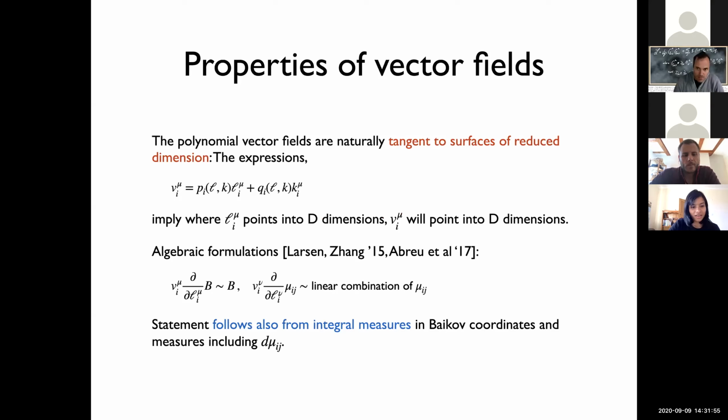Okay, so some important properties of vector fields that we discussed. We will always discuss polynomial vector fields.